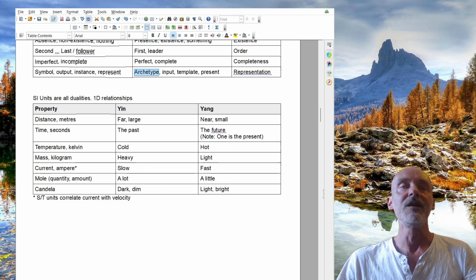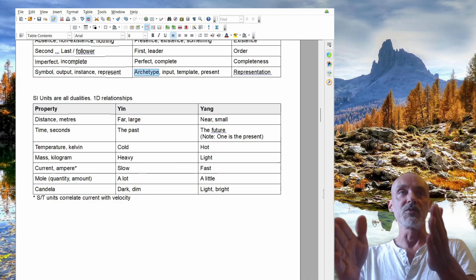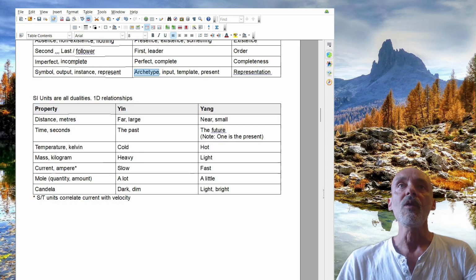And just so we're clear, all of the SI units that are used by physics are dualities. They are one-dimensional relationships. All dualities are one-dimensional relationships between two opposites. So distance is measured in meters, and the duality it refers to is near and far. Time is the past and the future. Temperature is hot and cold. Mass is heavy and light. Current is slow and fast.